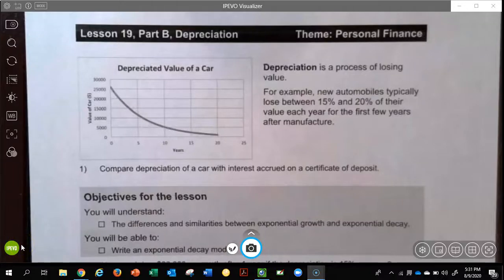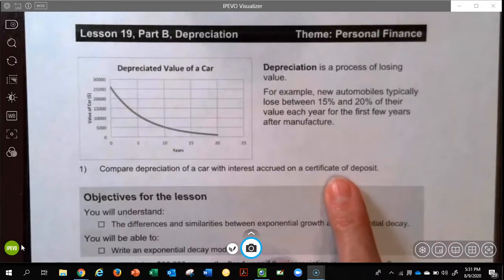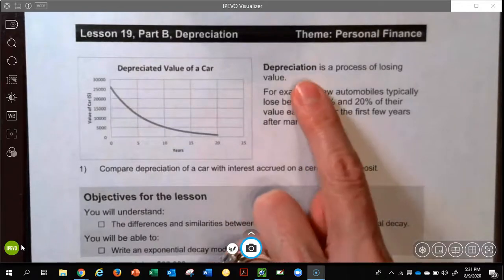This is Lesson 19B in the Foundations of Mathematical Reasoning course. This lesson is about depreciation. When we just talked about Lesson 19A, we were talking about going to invest in a certificate of deposit. It gives us a definition.